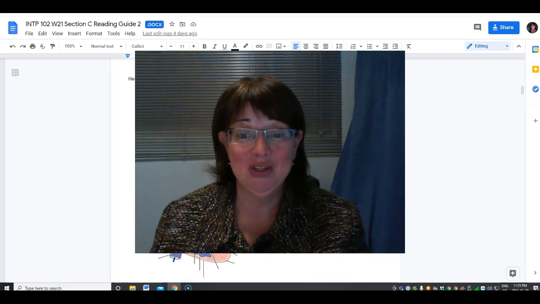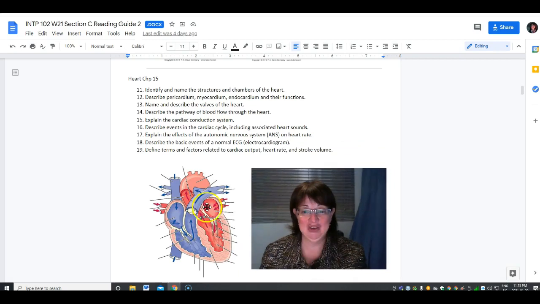Today we are going to look at the heart and its structure. So chapter 15, we're going to identify the structures in the chambers, look at the layers, look at the valves, look at the way blood flows through it, look at the electrical system, a little bit about the sounds and how they relate to the closing of the valves, then also the ECG, which relates to how the electrical impulses go, and then we'll look a little bit at autonomic nervous control and cardiac output and stroke volume.